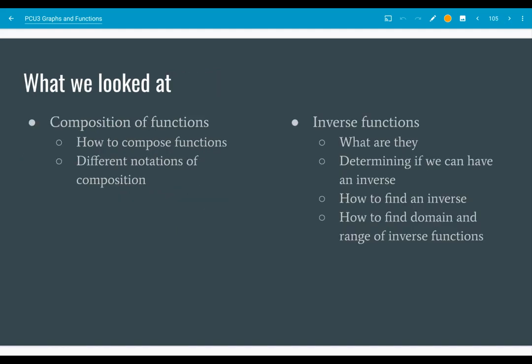So in this video, we looked at composition of functions, what they are and how to compose them, different notations for them, and we looked at inverse functions, what they are, determining if you can have an inverse, how to find an inverse, and the domain and range of inverse functions.